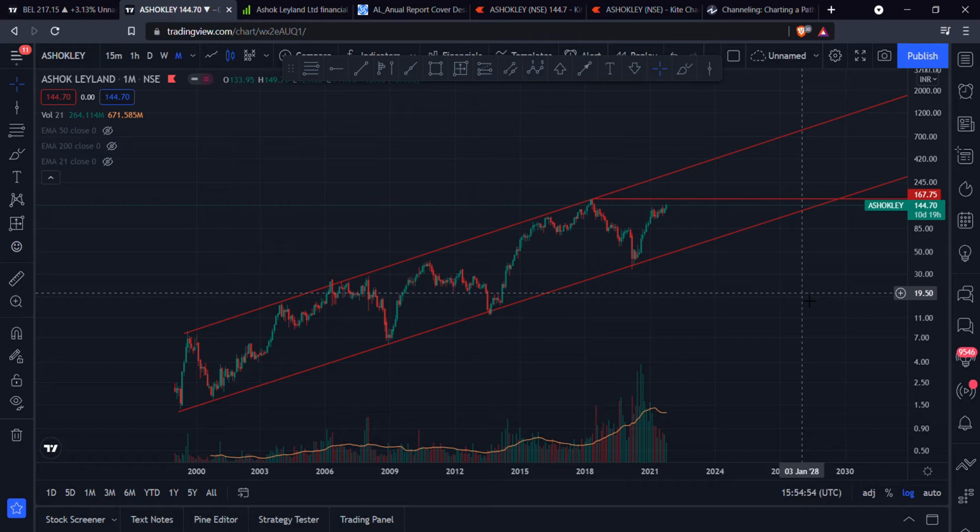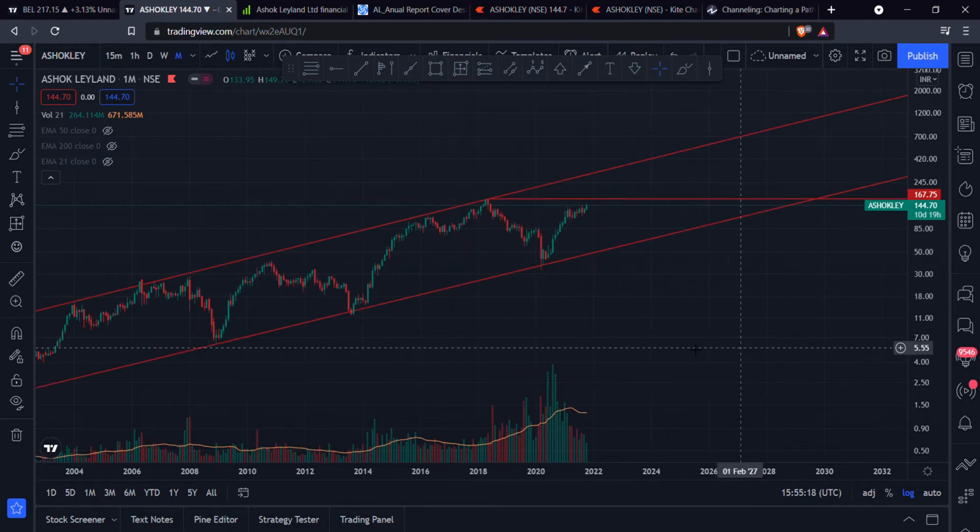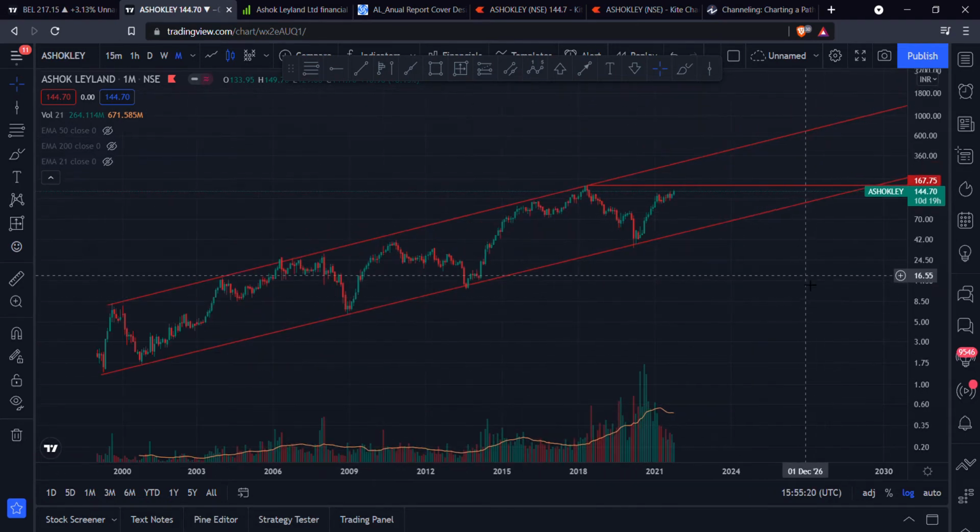So let's get right into the techno-funda analysis, and the name of the stock, as you can see on the screen, is Ashok Leyland. So why do I think it can double from here? I'm going to explain with a few data points, with the help of the chart and the financials of the company, why I think it can easily double from here. So let's start our analysis.